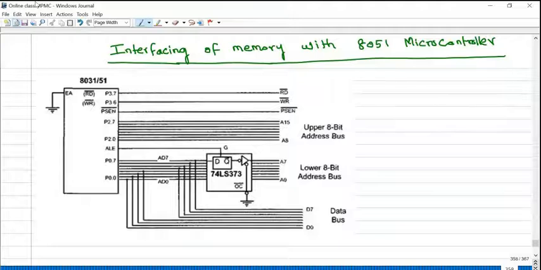So I told you to try ADC, DAC and submit it as an assignment. You try first. If not, I'll show you how to do the interfacing of ADC, DAC with the microcontroller. In today's class, we shall discuss interfacing of memory with the 8051 microcontroller.